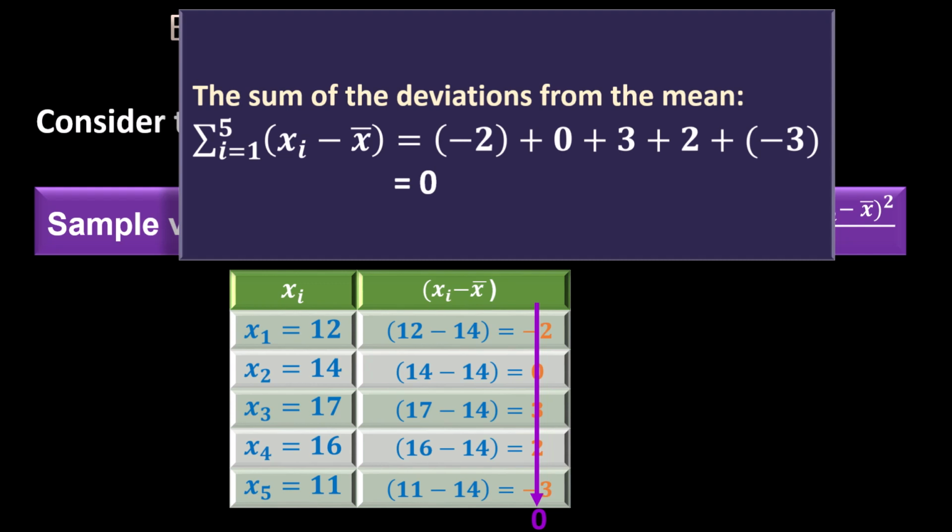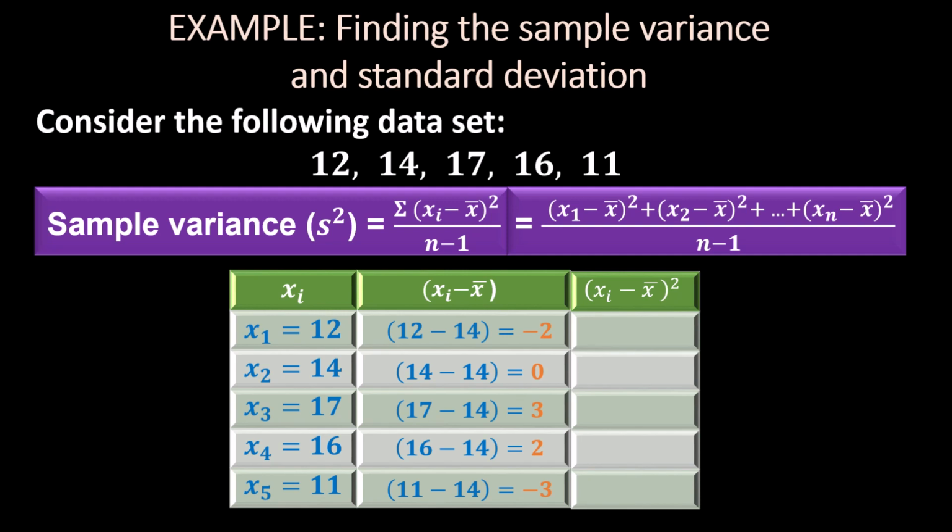To find the sample variance, what should be next? Yes, I create another column here, that is the second power of the deviation. That means xi minus x bar to power 2. So for the first one, negative 2 to power 2, which is 4. Similarly, you can do the same for the rest of the observations. Then we have (xi minus x bar) to power 2.